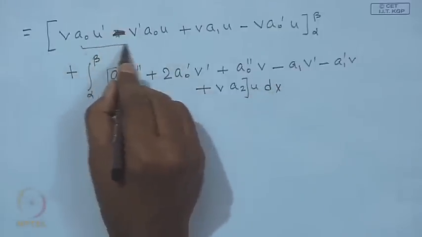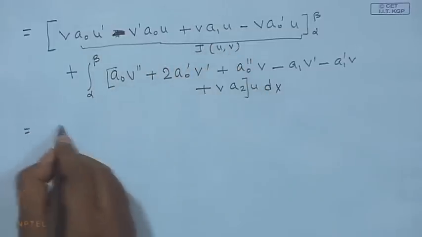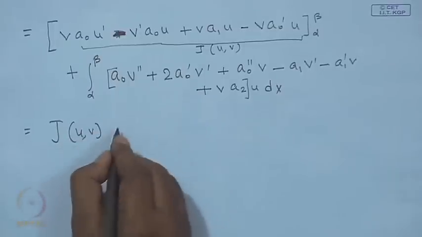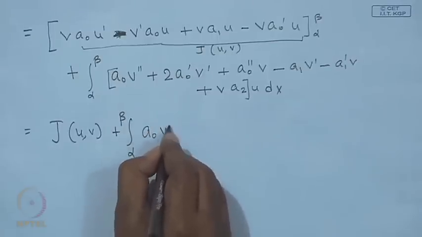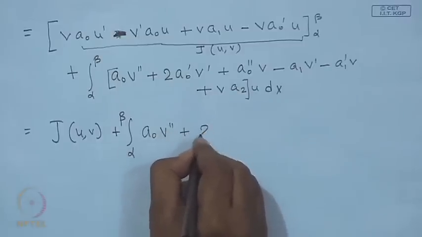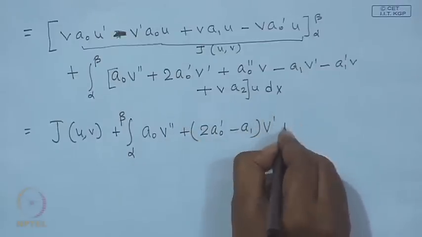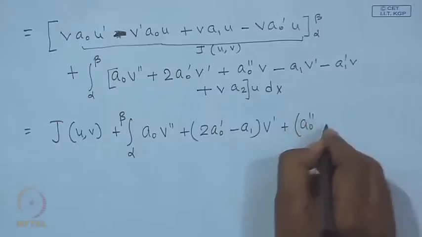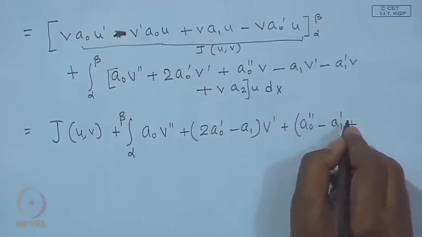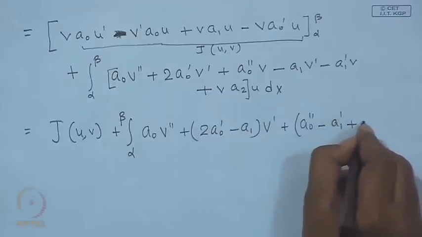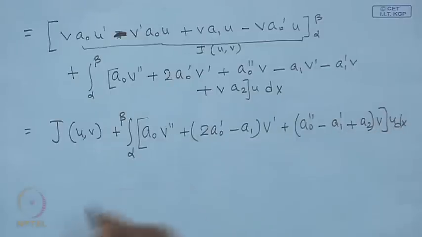So, we write this as J u v. So, this is J u v plus alpha to beta a 0 v double prime plus 2 a 0 prime minus a 1 v prime plus a 0 double prime minus a 1 prime plus a 2 multiplied by v, then whole thing should be multiplied by u times dx.